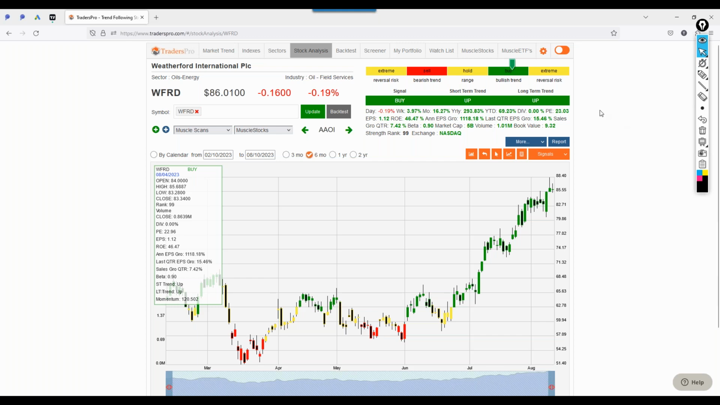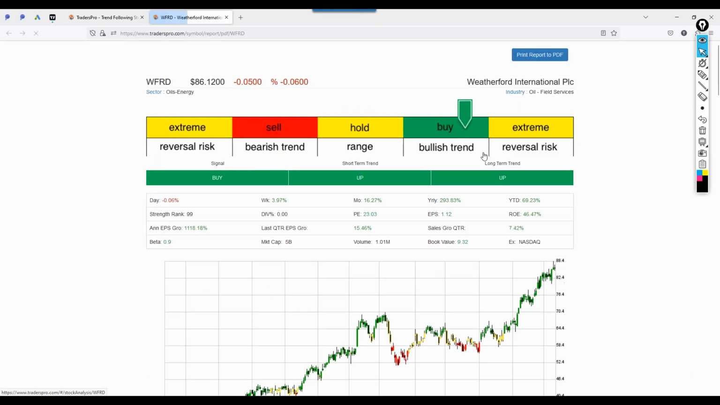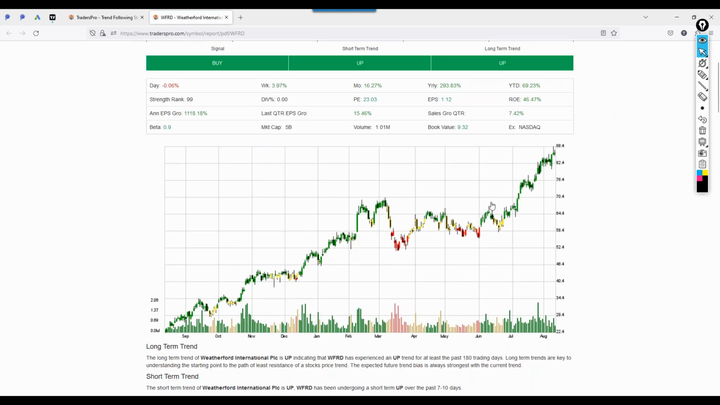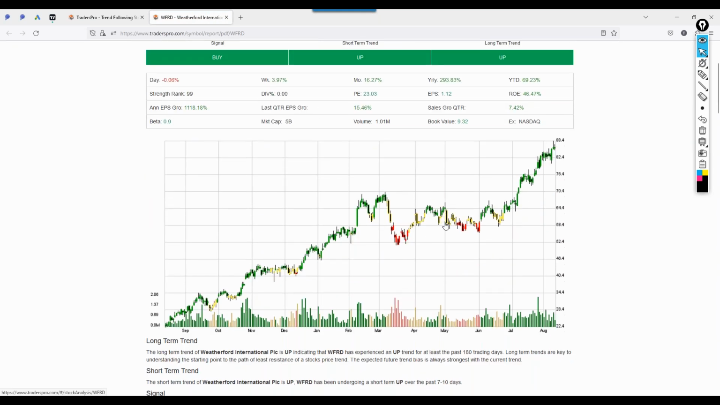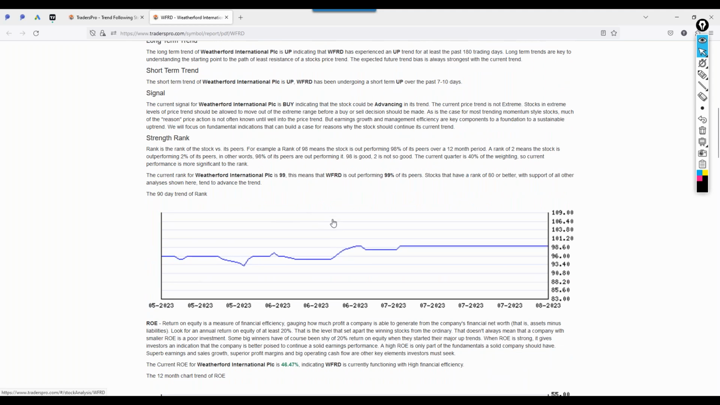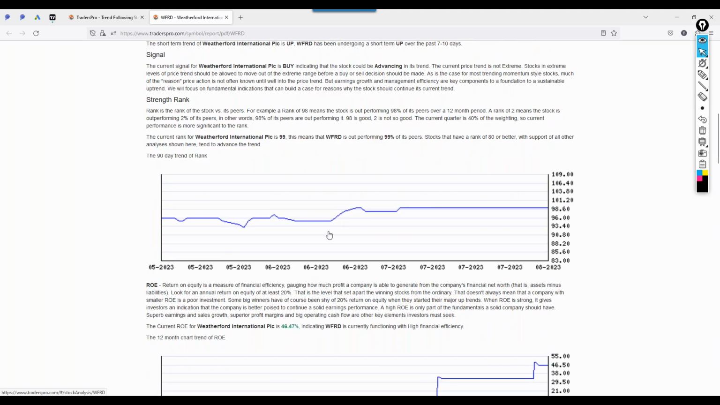One other thing I wanted to point out, though, a lot of users don't realize this report function right here. If you click on this report function, it will actually take you out to this longer term report. Now you can see a little bit bigger perspective of this stock, and it also will go through and take a look at some of the historical moves.